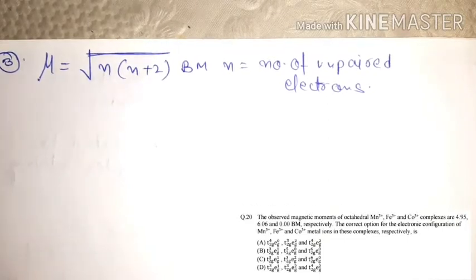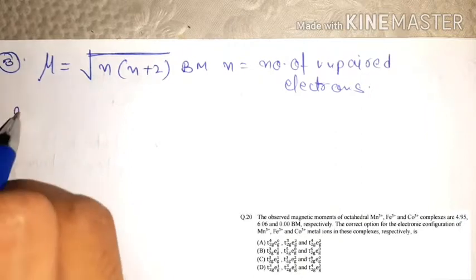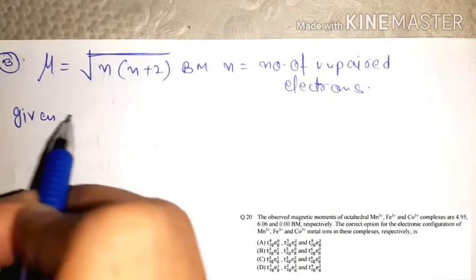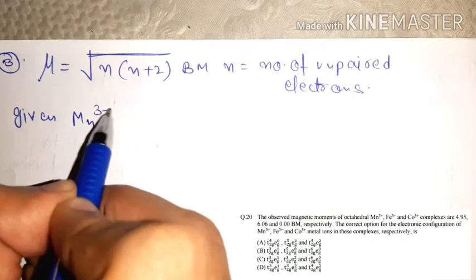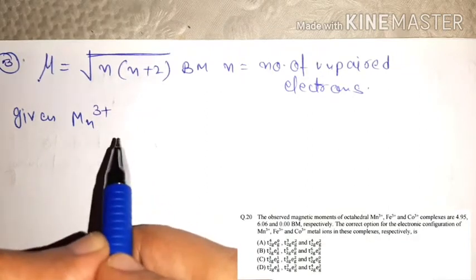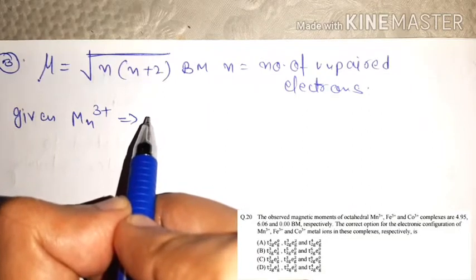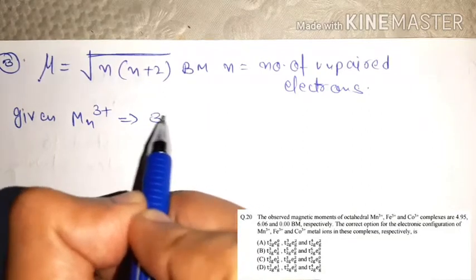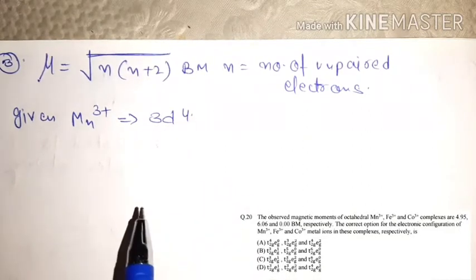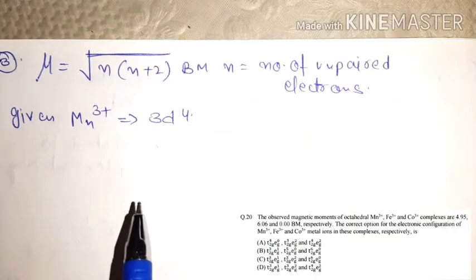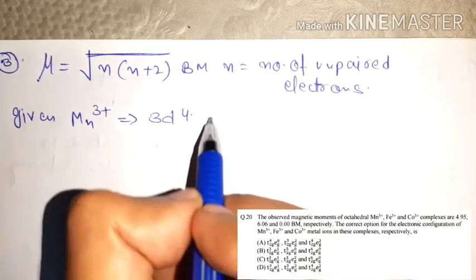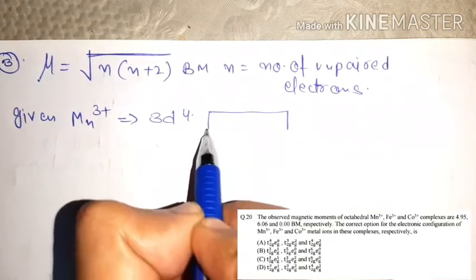Understand? Okay. So first we have the value of Mn3 plus. First you know that the electronic configuration of Mn3 plus is 3d4. Okay. So possibility of unpaired electrons are 4 here.